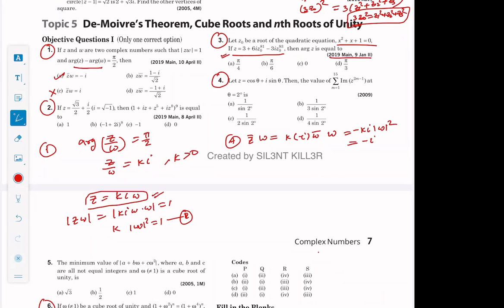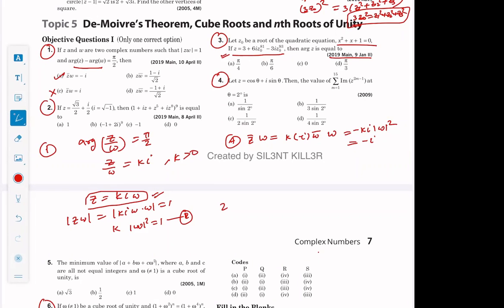So, understood? This problem you have to do from the options. You have to check one by one. Similarly, you can check other options too if needed.